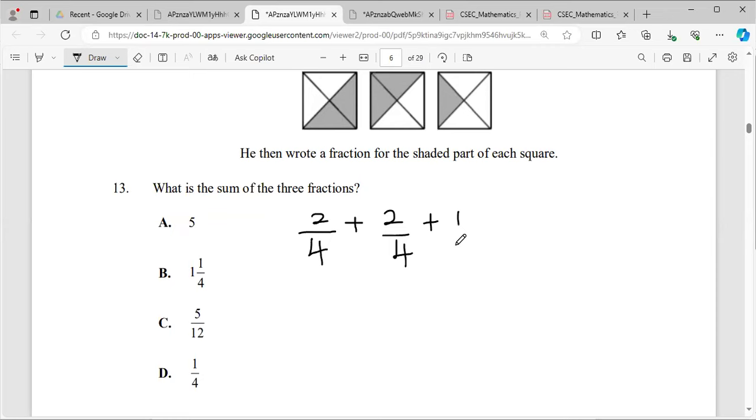And then we add them. 2 plus 2 is 4, plus 1 is 5. So we get 5 over 4. But that's an improper fraction, so we have to change it into a mixed number. So 4 into 5 is 1, remainder 1, so 1 over 4. Do we agree, guys? You got 1 and 1/4.